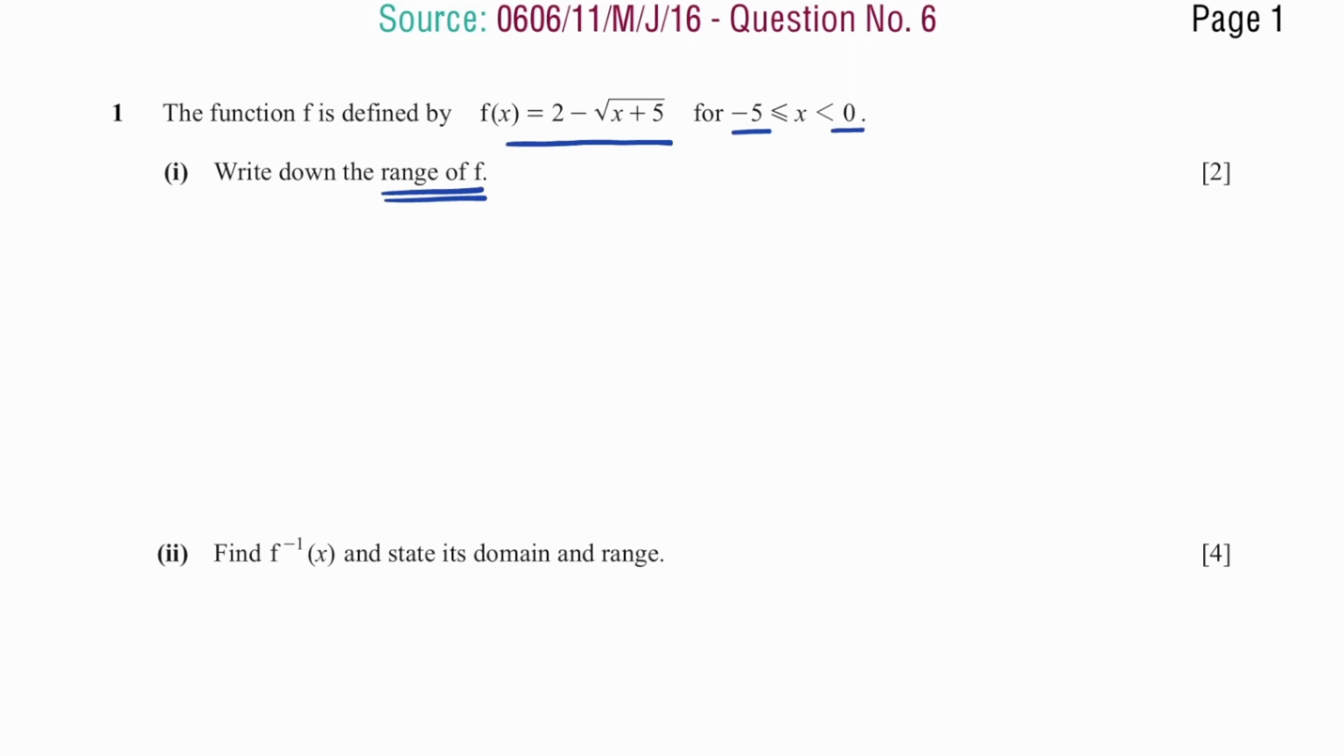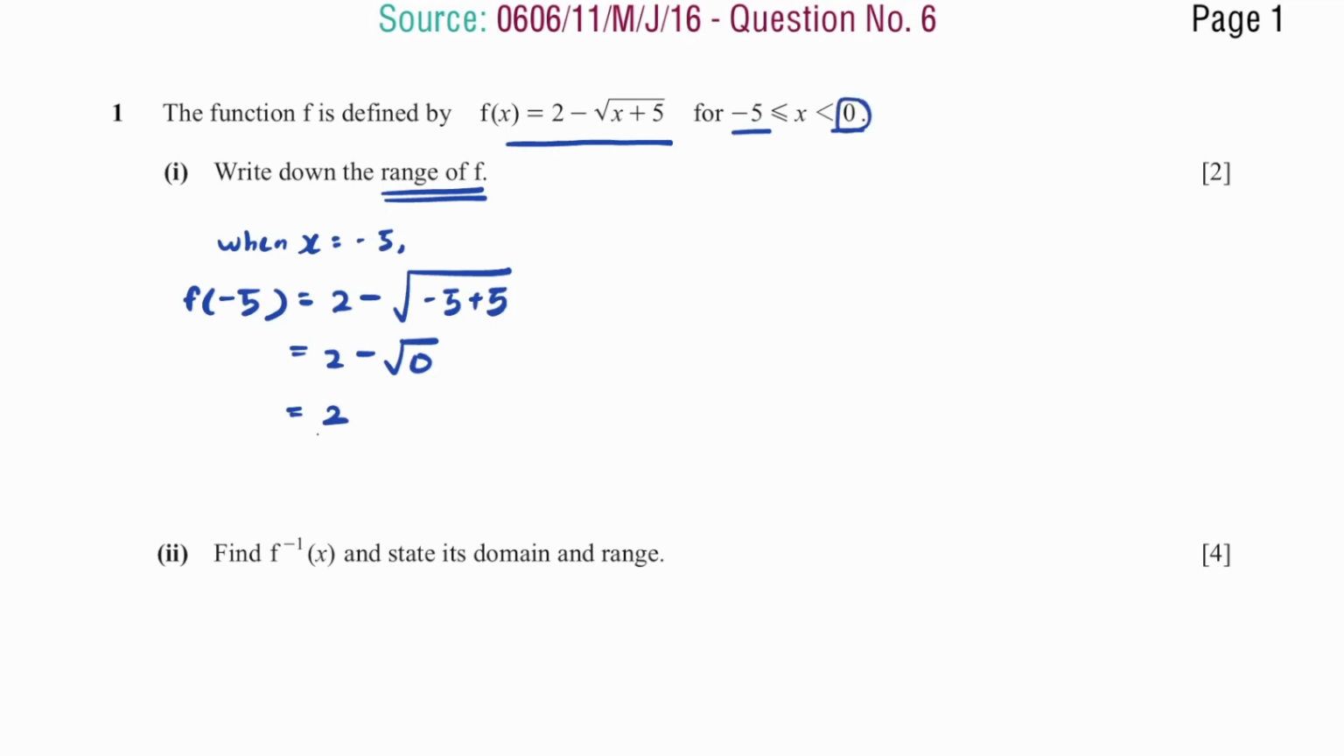So for the range of f, you have to look for values that are between the lowest and the highest. So you can check, when x is equal to negative 5, what is your f(x)? f(-5) would be 2 minus root of (negative 5 plus 5), which is 2 minus 0, which is 2. Okay, we are not done yet.